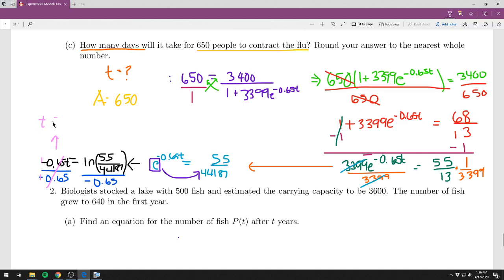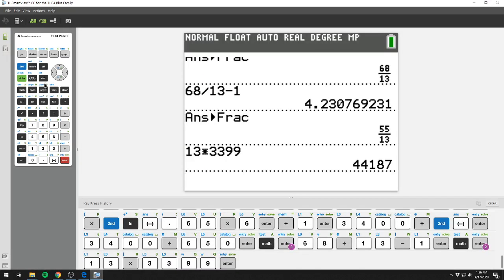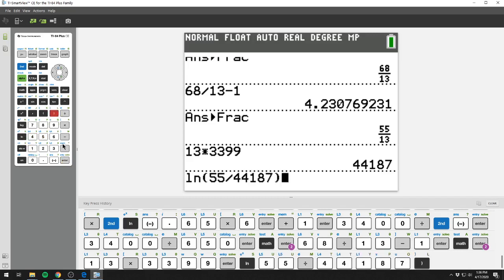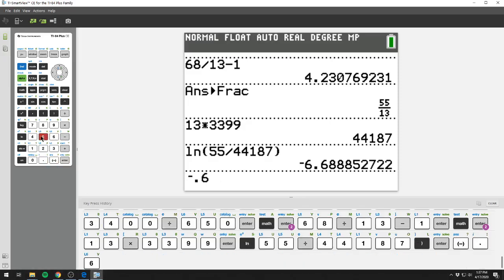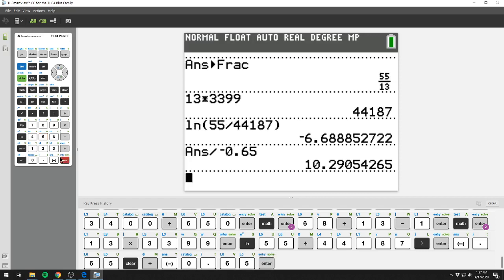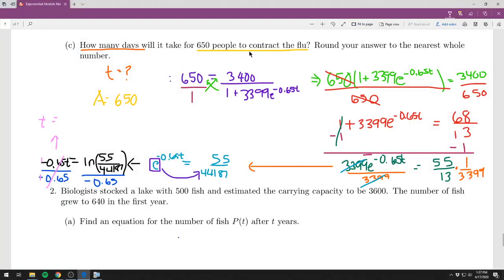to finally finish up getting t by itself, we get t equals the natural log of 55 over 44,187. Type that in the calculator. And we then divide that by negative 0.65. Oops. So divide by negative 0.65, and we get 10.291 if we round to 3 places. Now it says the nearest whole number. Let's just do that. The nearest whole number is 10.